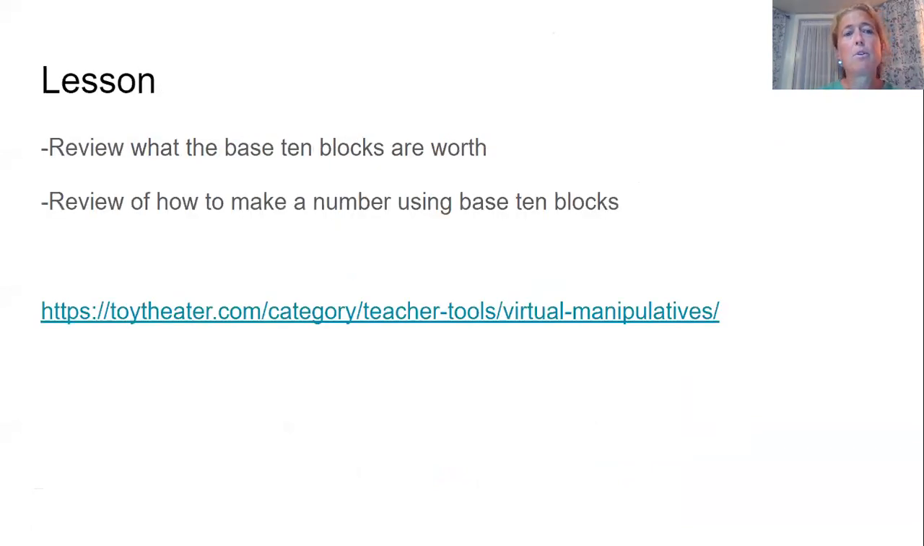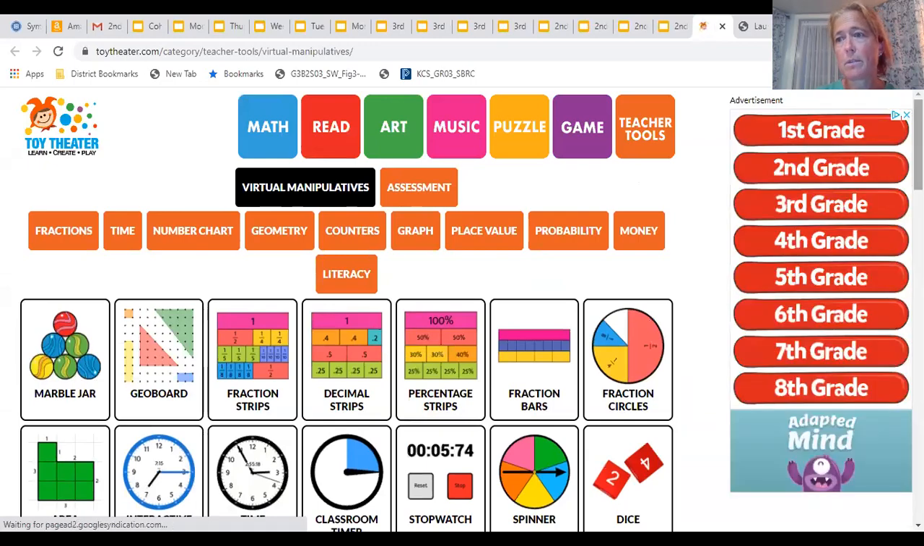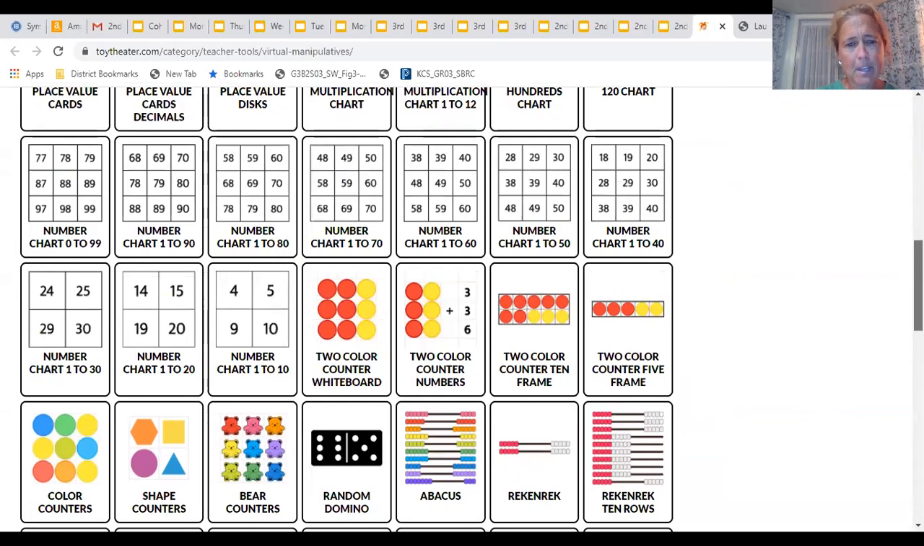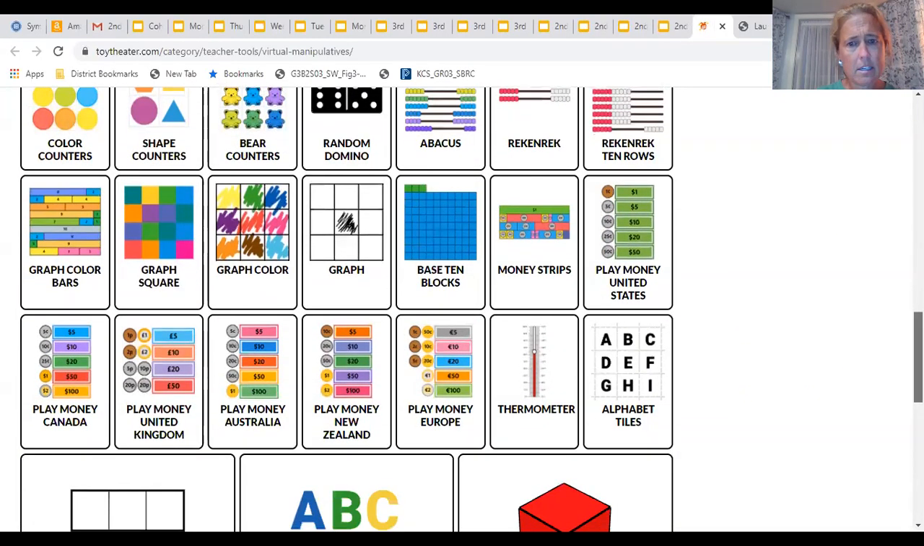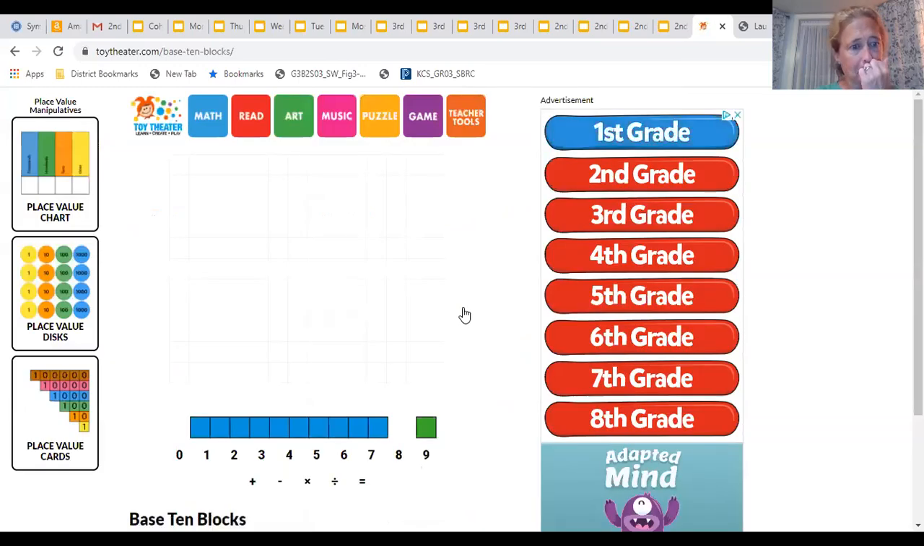All right, again, we're going to review what the base 10 blocks are worth, and we're also going to review how to make a number using base 10 blocks. So to do that, Ms. Fogelman is going to pull up her virtual manipulatives and click on the base 10 blocks.